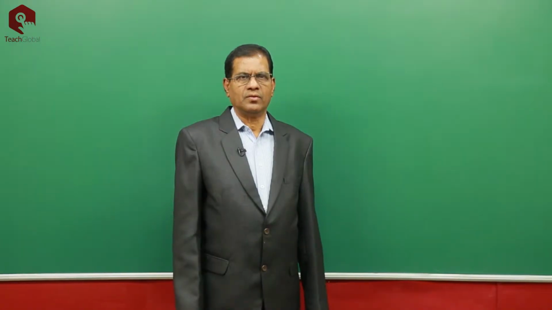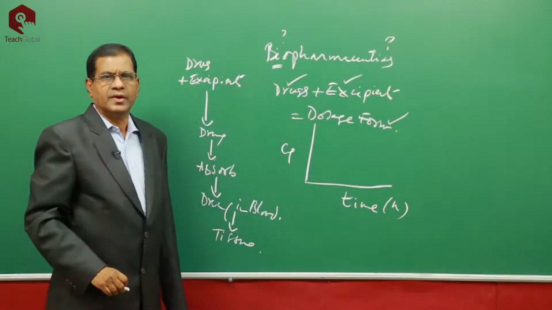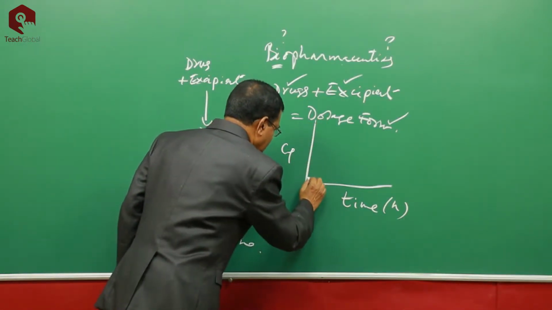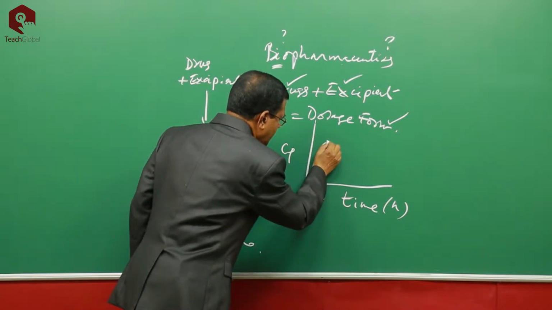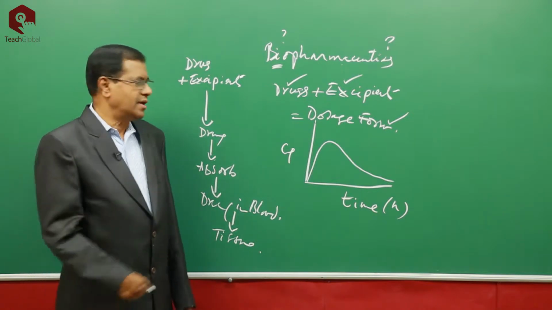Dear students, today we will discuss the topic biopharmaceutics and pharmacokinetics. When the drug is given by oral route, for example, the concentration will be slowly increasing, then take a peak value and then slowly declining. This is a typical blood level curve.